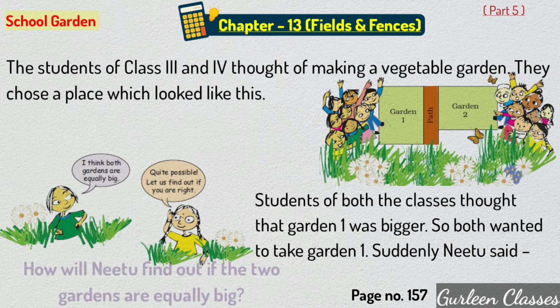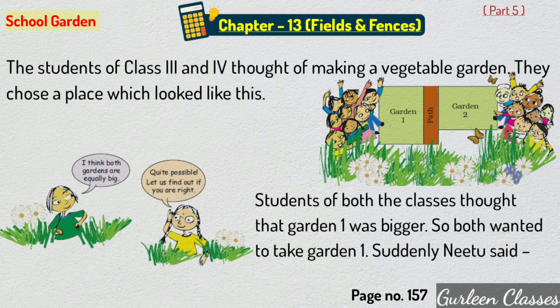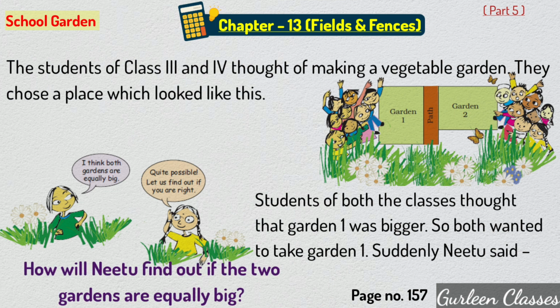So now the question is, how will Neetu find out if the two gardens are equally big? First, Neetu places a long rope along the boundary of garden 1 to measure the length. Again, she places a rope along the boundary of garden 2 to measure the length. Then she found that the boundaries of both the gardens are equal. Therefore, both the gardens are equal.